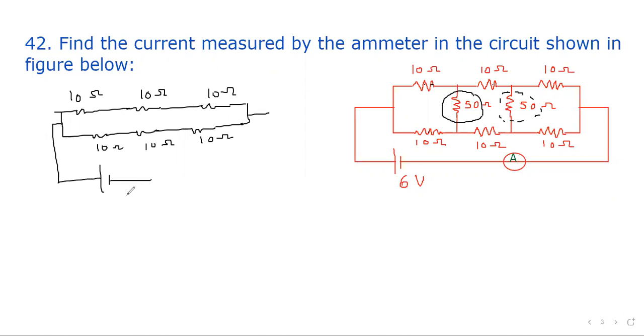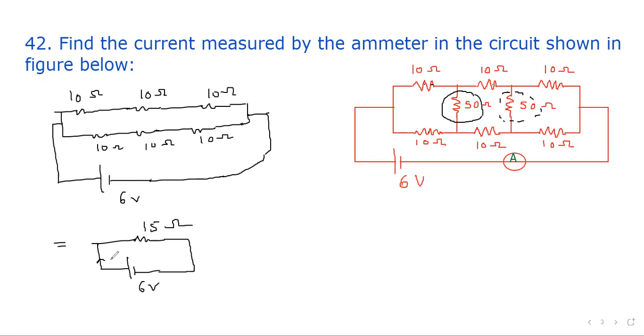And there is a 6 volt battery here. So this is 30 ohm, 30 ohm. So 30 ohm, 30 ohm are in parallel, so the equivalent will be 15 ohm. So the circuit will be like this: this resistance will be 15 ohm, and this is the 6 volt battery. So we can find the current. The current I measured by the ammeter will be equal to 6 by 15, and this will give 0.4 ampere.